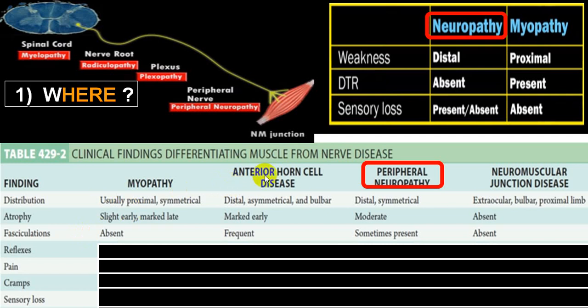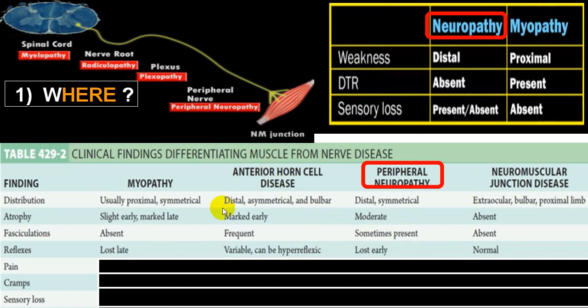Fasciculation will be present classically in case of anterior horn cell, very common. It will not be seen in myopathy or in neuromuscular junction, and it will be present in peripheral neuropathy because it is lower motor neuron type, but more frequently in anterior horn cell lesion. As far as reflex is concerned, it will be affected in anterior horn cell and in peripheral neuropathy, while it will be preserved in neuromuscular junction and in myopathy.